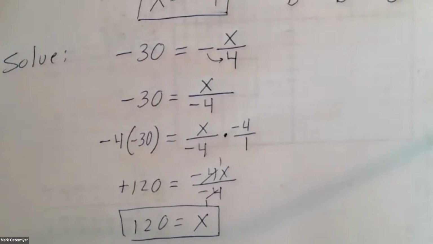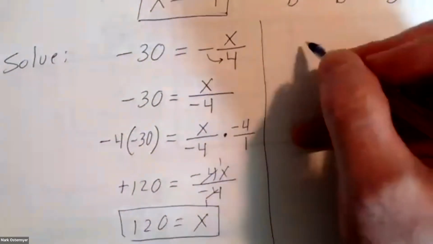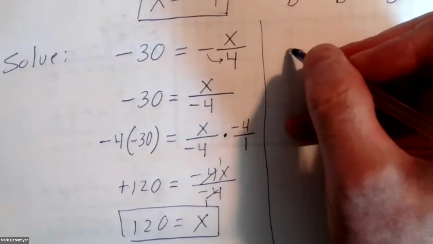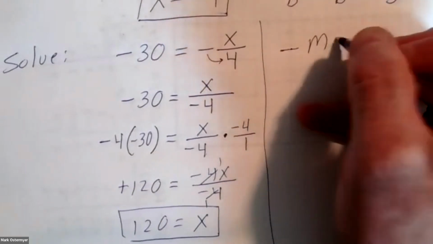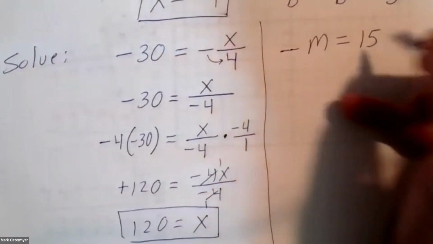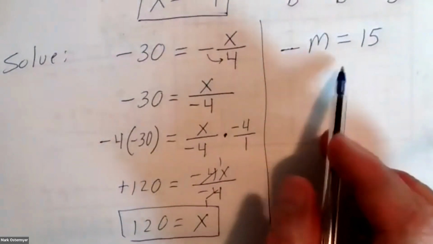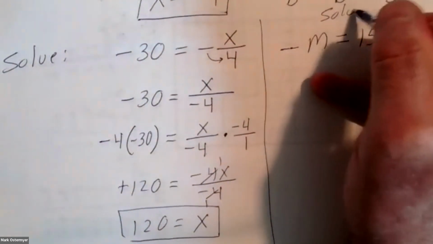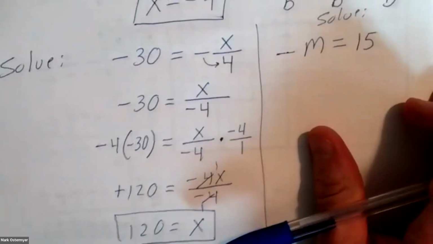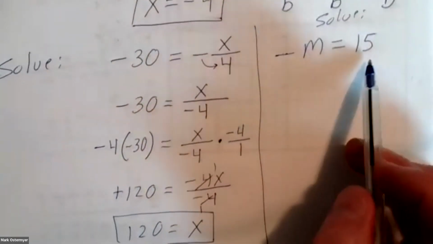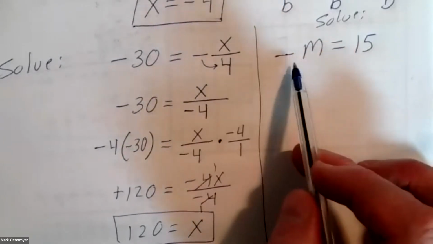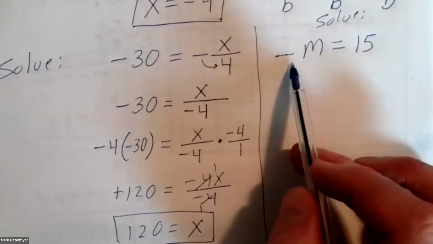Everybody see how I handle that equation? What if you have negative m is equal to 15? How would we solve this equation for m? Now, careful, we want to get m all by itself. Boy, it sure looks like m is all by itself. Is it though? No, we got a negative in front of m.